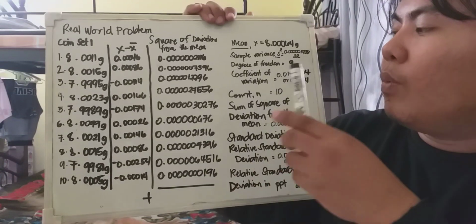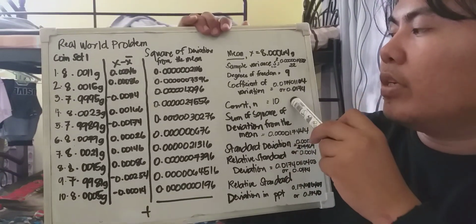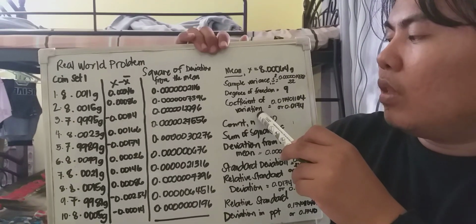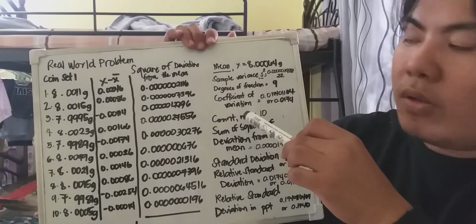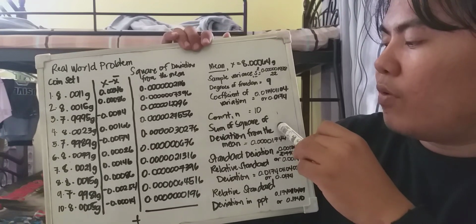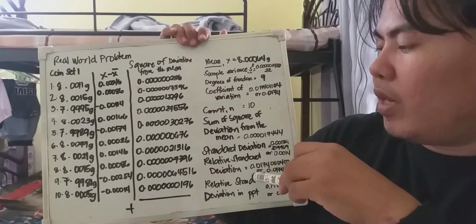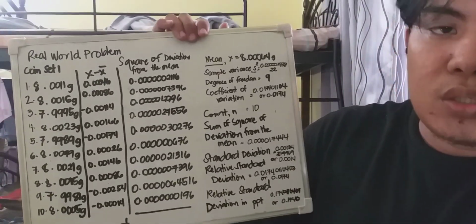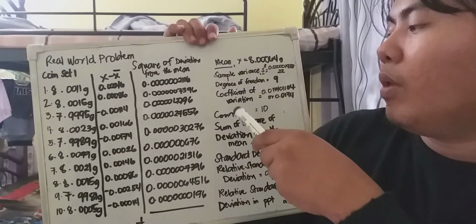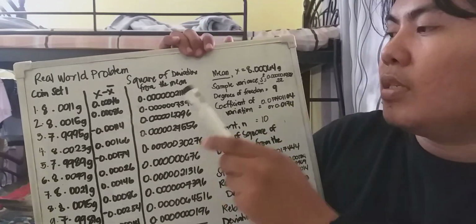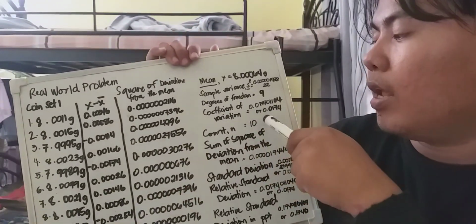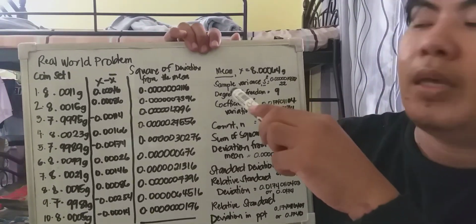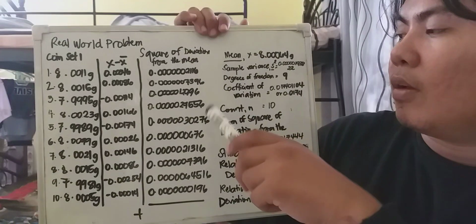So, now, we will be going to answer this. We have the degrees of freedom, the coefficient of variation, the count, the sum of square of deviation from the mean, and the standard deviation papuntang the relative standard deviation in PPT. So, now we have the count. Alam natin na 10 ito, so lalagay lang natin 10. And then, dito sa degrees of freedom, mamaya, magpe-present ako why.